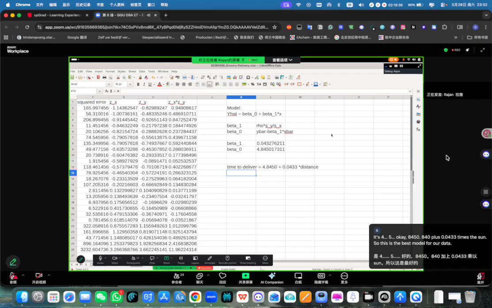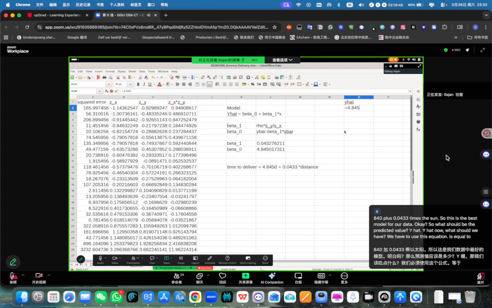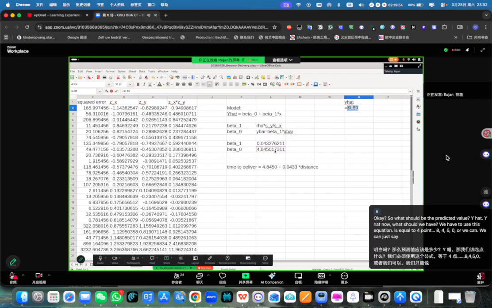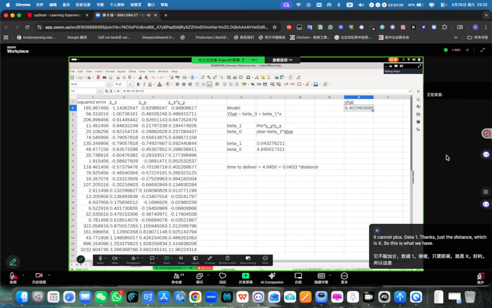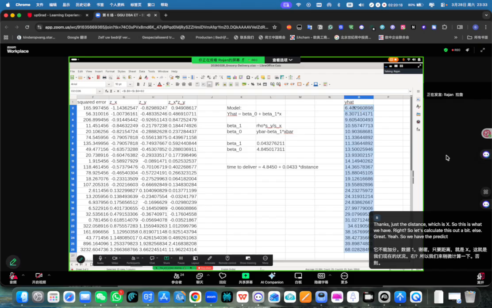So what should be the predicted value, y hat? We have to use this equation: y hat is equal to 4.8450, or we can just say beta naught, plus beta 1 times the distance, which is x. So let's calculate this all the way. Yes, so we have the predicted value y hat here.